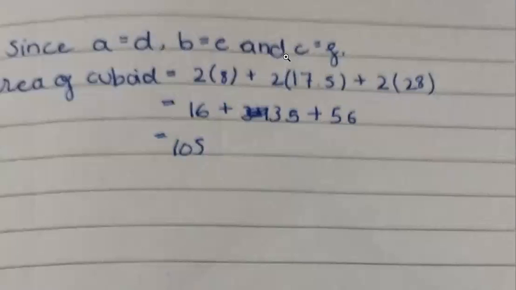Yeah, so when I open the box, I realized that some of the faces had the same length. Same length and breadth. And the parallel sides would have the same length. So for example, over here, A and D will be equal. Like you have mentioned over here, A is equal to D, B is equal to E, and C equals G, isn't it?